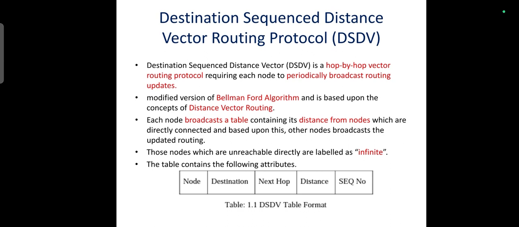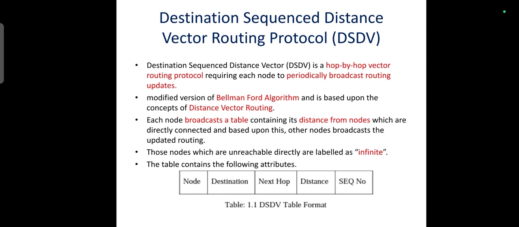So, it comes under the category of proactive routing algorithm or table driven routing algorithm. In this destination sequence distance vector, each node will have the entire information about routes in the form of a routing table, where the routing table contains the attributes of node, destination, next hop, distance, and sequence number. With the help of this table, all the information can be gathered in a table-like structure.